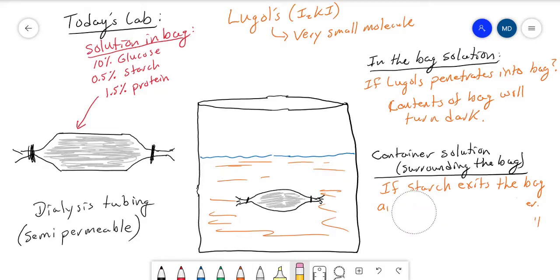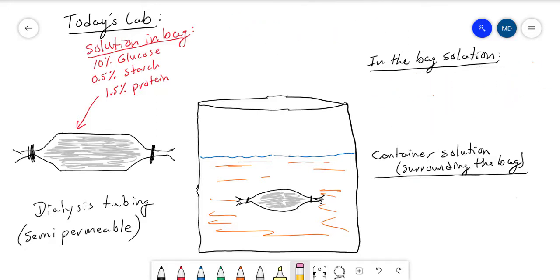Our next test will be the Biuret's test for protein. One thing I'm not depicting here is that the Biuret's test will actually take place in test tubes, where we will place a small sample of the beaker water and a small sample of the dialysis bag fluid into test tubes and then add Biuret's to those individual samples.